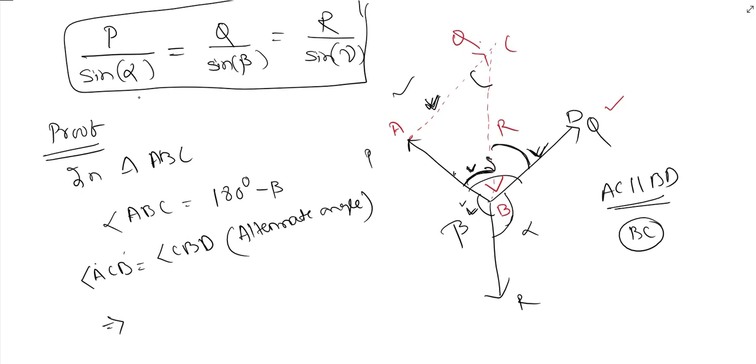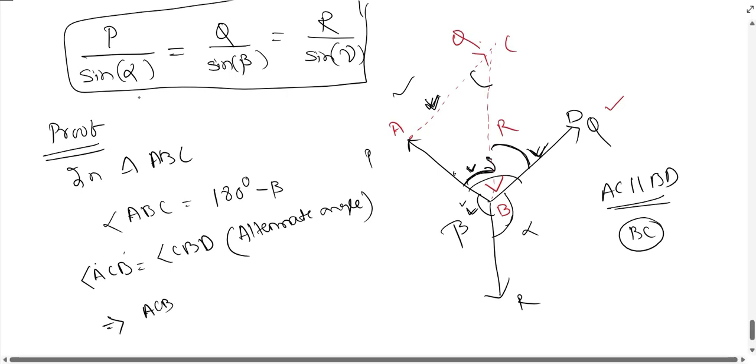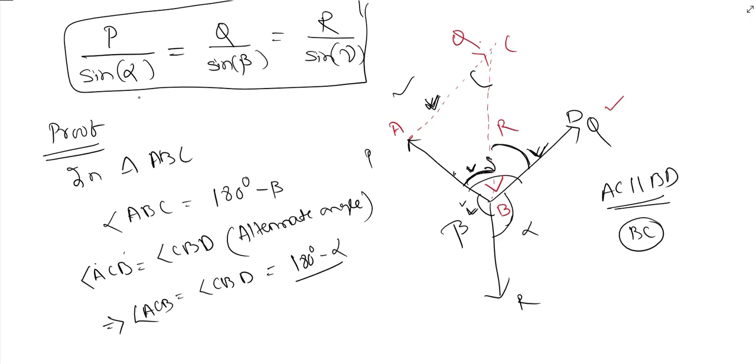That means angle ACB equal to angle CBD equal to 180 degree minus alpha. So यहाँ पे ये 180 degree minus beta जैसे हुआ, ये भी 180 degree minus alpha वैसे ही होगा, because we are calculating this angle and we know this angle is alpha. So this angle plus this angle is 180 degree. That means angle CBD will be 180 degree minus alpha.